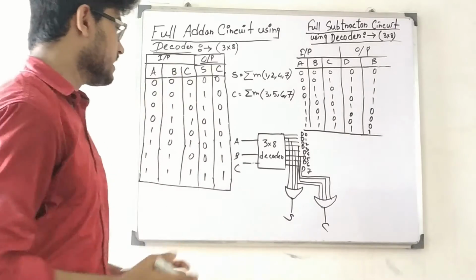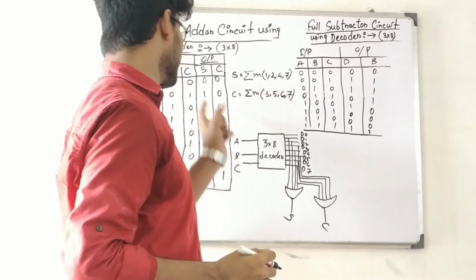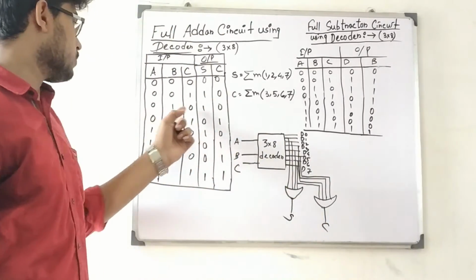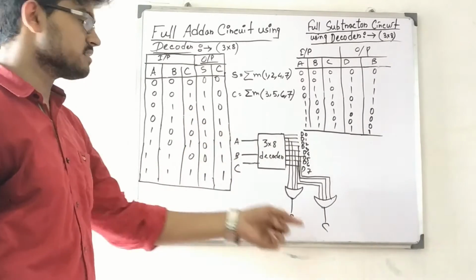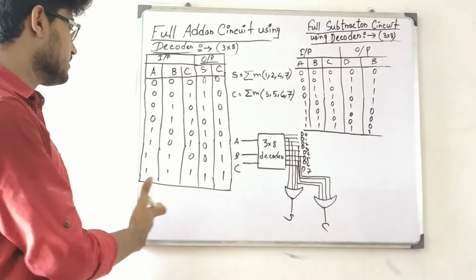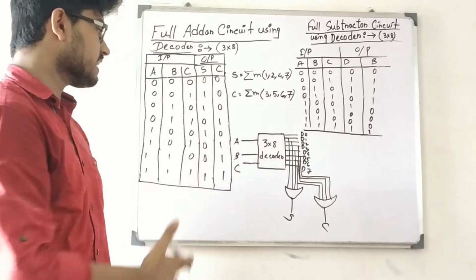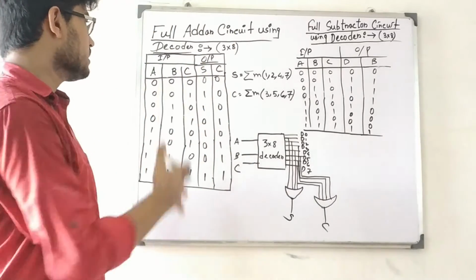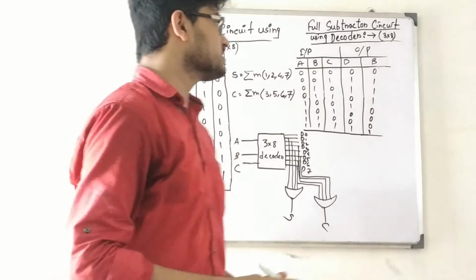We can see that if we give 001 as input here, then we get 1 as sum and 0 as carry. If we give 010 as input here, then we will get 1 as sum and 0 as carry. Similarly, if we give the rest of the inputs to this decoder circuit, we get the same outputs as we got in the case of the full adder circuit. So this is the full adder circuit.